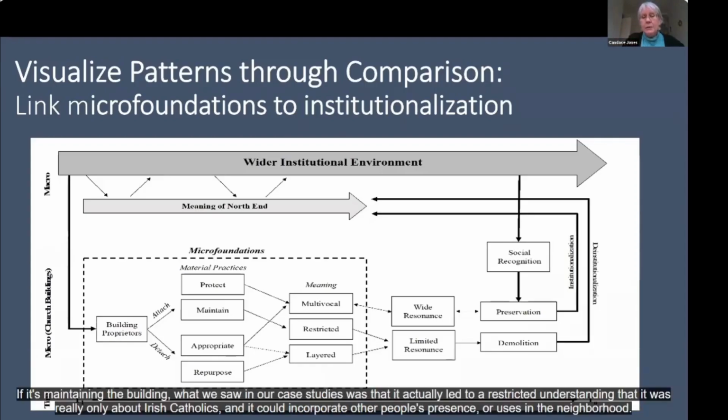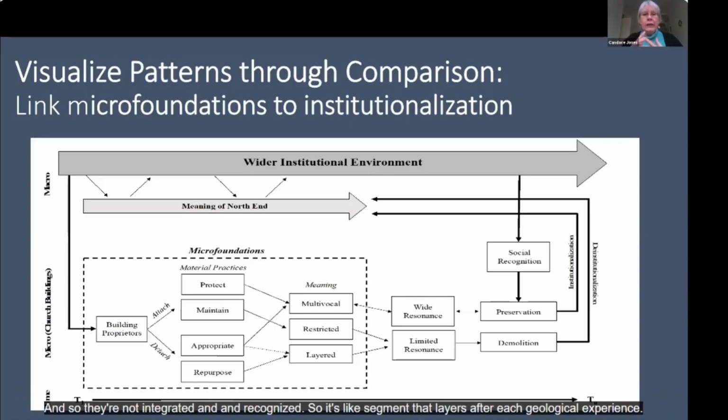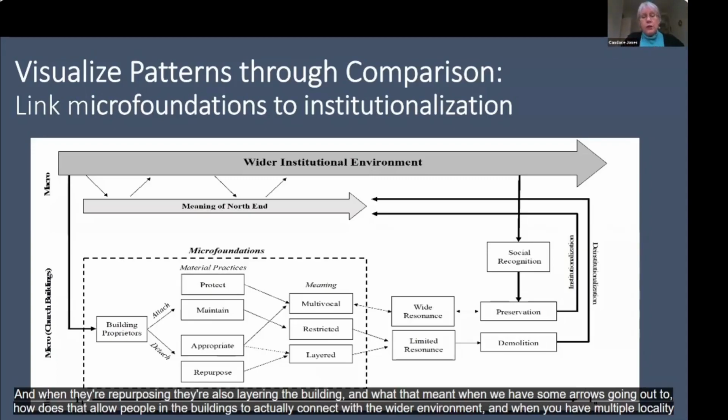If it's maintaining the building, what we saw in our case studies was that it actually led to a restricted understanding, that it was really only about Irish Catholics and it couldn't incorporate other people's presence or uses in the neighborhood. When they appropriate a building, again, they have multivocality because there's multiple parties that have been in this building, but they tend to be layered. And so they're not integrated and recognized. So it's like sediment that layers after each geological experience. And when they're repurposing, they're also layering the building.